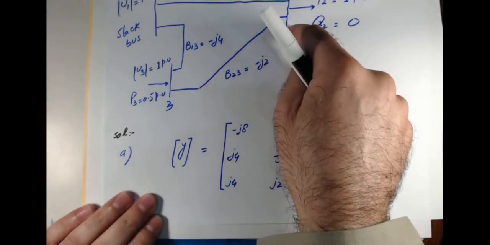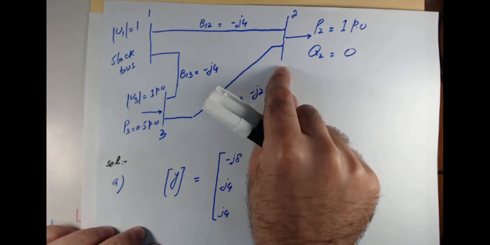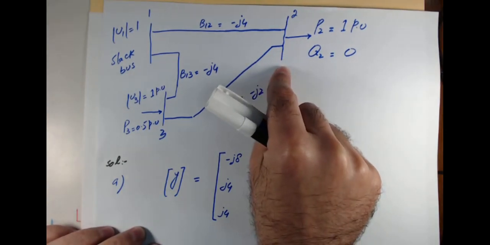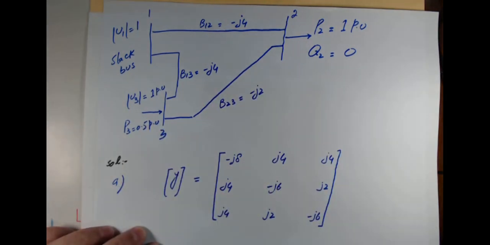So we are supposed to find the voltage, the angle and the voltage magnitude at bus number 2, which is the load bus, and the angle at bus number 3. So let's proceed with task number 2. That is task B.